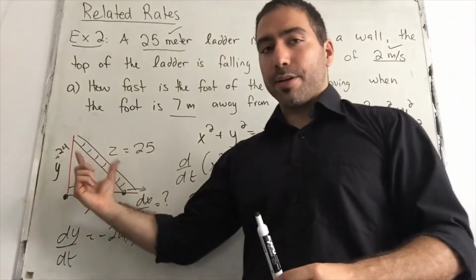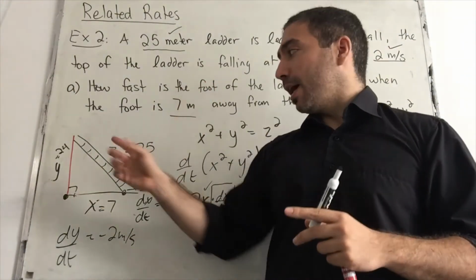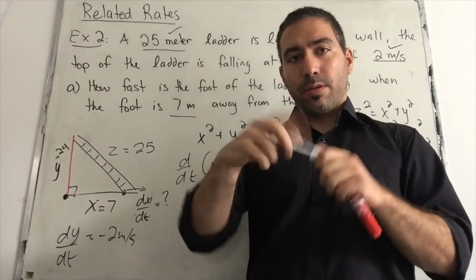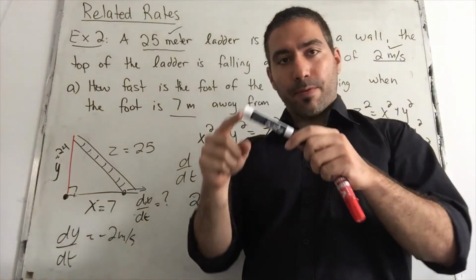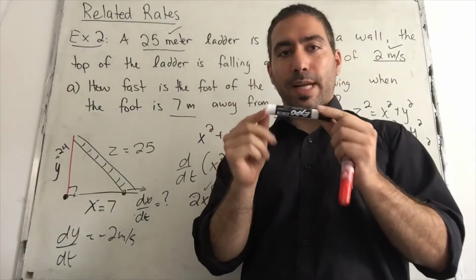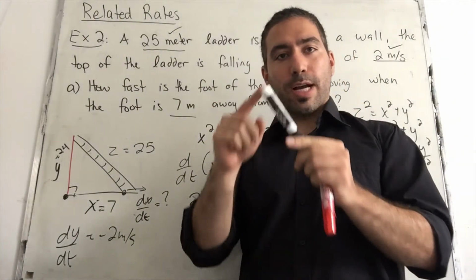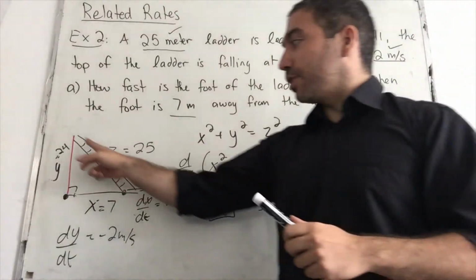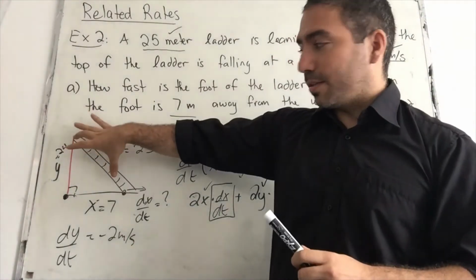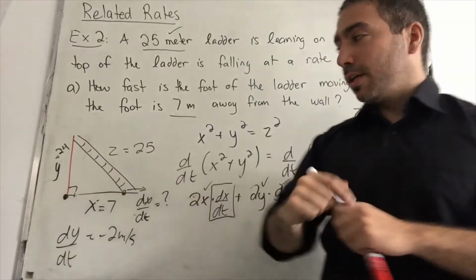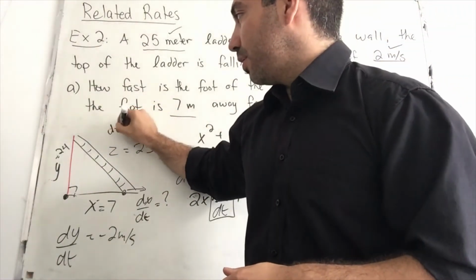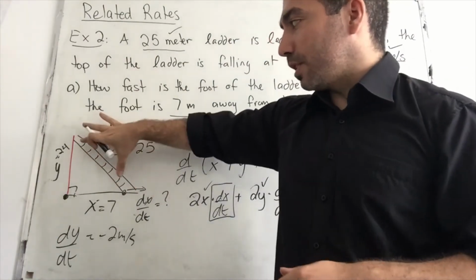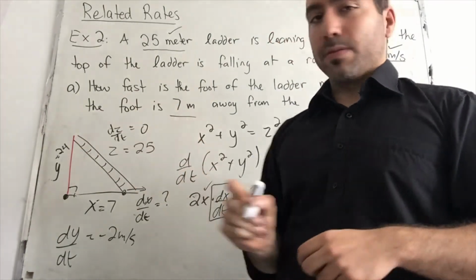How is the length of the ladder changing as it's falling? Think about it. If I have a pencil over here and my marker falls, what do we know about the length of the marker as it's moving? Did it change? The answer is no. Since there's no change in the length of the ladder throughout the entire process, that's telling us that the derivative with respect to time of z, the actual distance of the ladder, is 0.